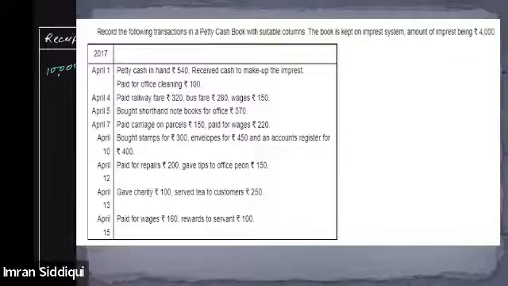It says petty cash in hand. So we have an opening petty cash in hand 540, received cash to make up the imprest, paid for office cleaning 100, paid railway fare 320, bus fare 280, wages 150, bought shorthand notebook for office 370, paid carriage on parcel, bought stamps, paid for repairs, gave charity, paid for wages. All these transactions need to be recorded in the analytical petty cash book.